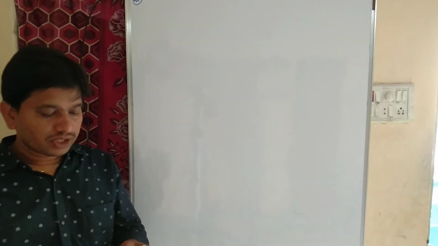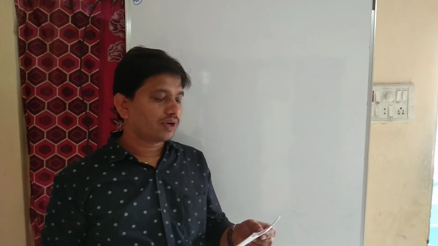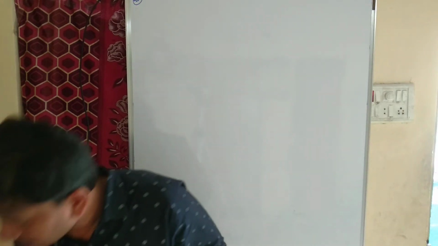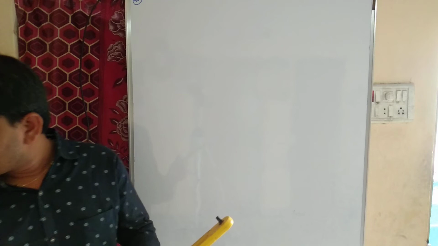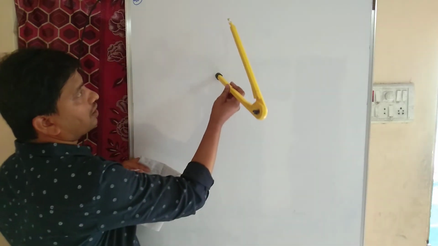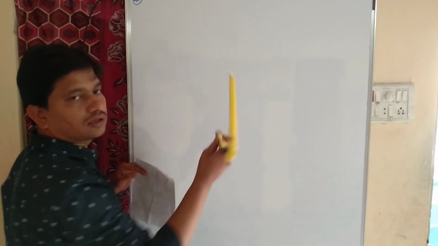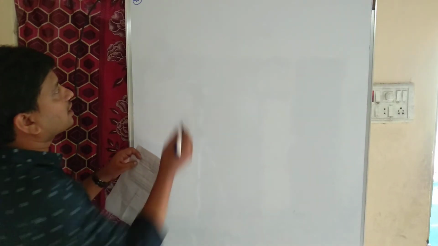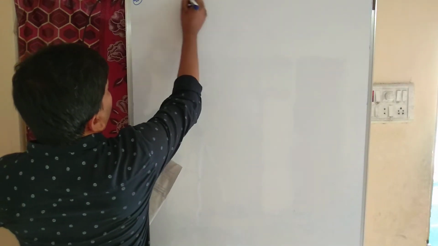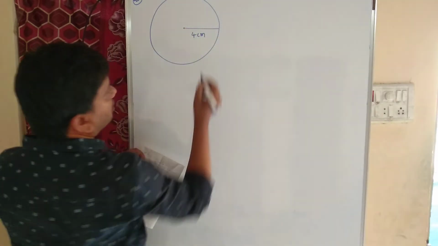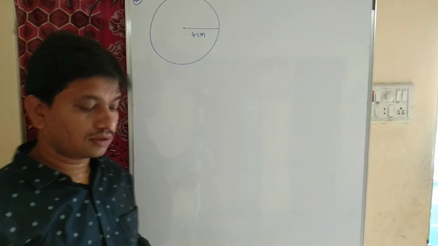Now coming to question number 25. Draw a circle of radius 4 cm. How to draw a circle, children? For example, this is our compass. By using the compass, we need to draw a circle of radius 4 cm.